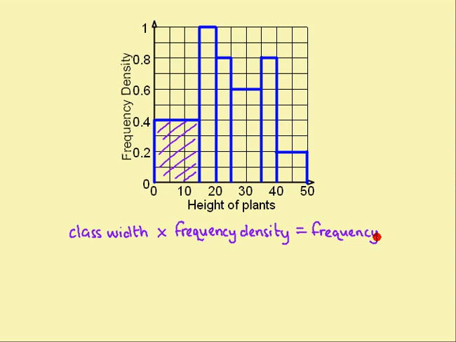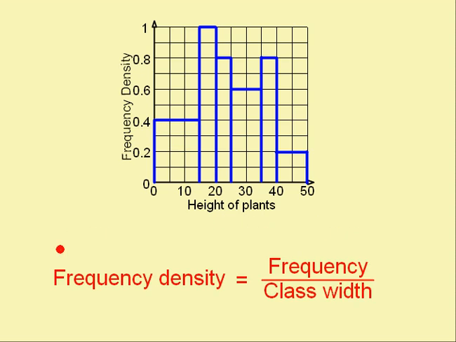This gives us a formula, but it's not really in the right format for us because usually we'll be trying to actually calculate the frequency density. So I'm going to rearrange this. The frequency density must be the frequency divided by the class width. This is the formula that we use when drawing a histogram. You need to make sure that you memorise this formula.